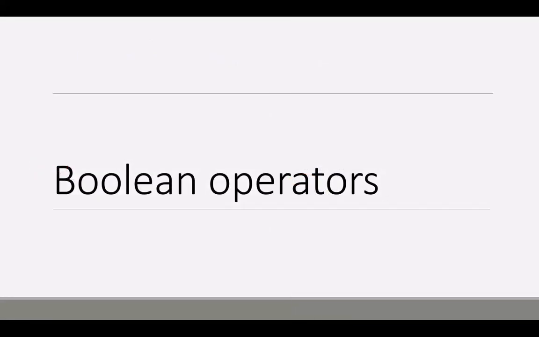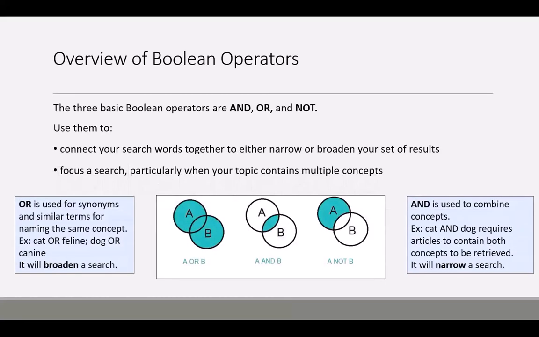Okay, now we're going to do Boolean operators. Hopefully this is a review, but this is where we use AND, OR, NOT to combine different topics. You would use OR for synonyms. So any similar terms that name the same concept, this broadens your search. So when PubMed took music therapy and combined the MeSH terms with the keywords, they put them together with an OR.